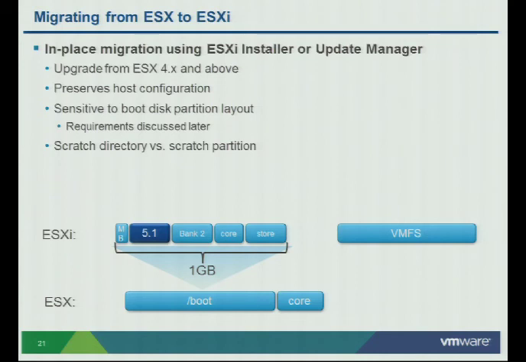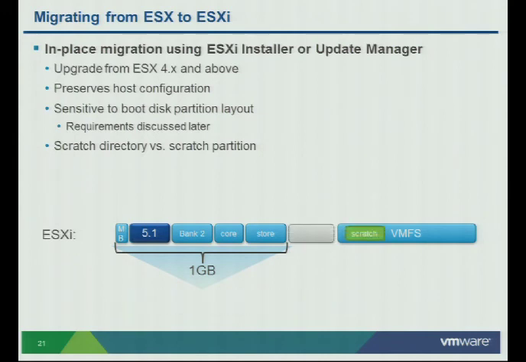Because there's no scratch partition, there's no 4 gig region of disk for me to go in and create a scratch partition. So what we do is we basically just create a directory on the VMFS, a scratch directory. So if you're upgrading from ESX to ESXi, it's a slightly different architecture under the covers because instead of a scratch partition, you have a scratch directory, but otherwise, it's pretty much the same thing.